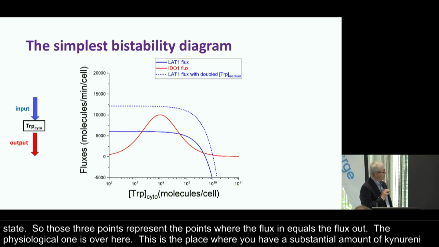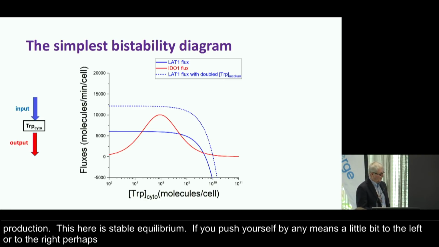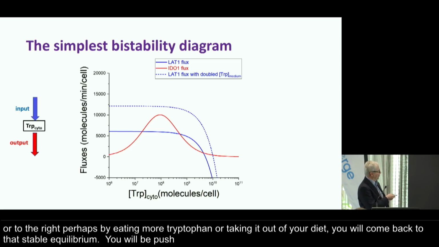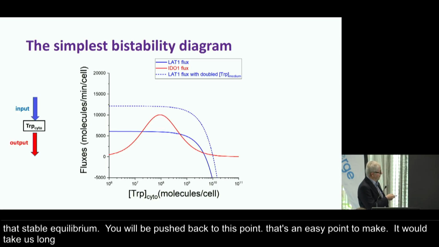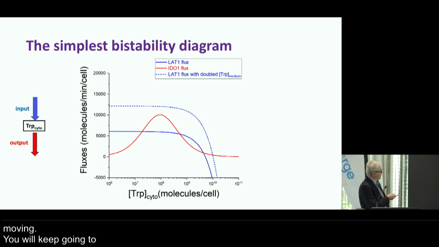That means that if you push yourself by any means a little bit to the left or a little bit to the right, perhaps by eating more tryptophan or taking tryptophan out of your diet, you'll come back to that stable equilibrium. You'll be pushed right back to this point. That's an easy point to make, but it takes a little longer to talk about. This steady state, however, is unstable, by which I mean that if you move a little bit further to the right on this one, now your output is less than your input. And so you're going to keep moving. You're going to keep going to higher and higher tryptophan levels. And in fact, you'll end up at this second stable steady state.